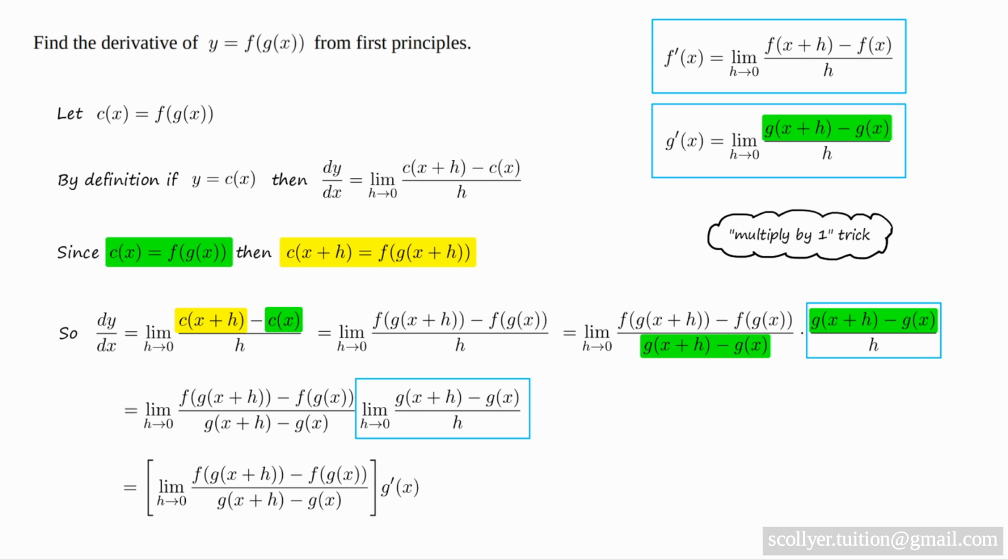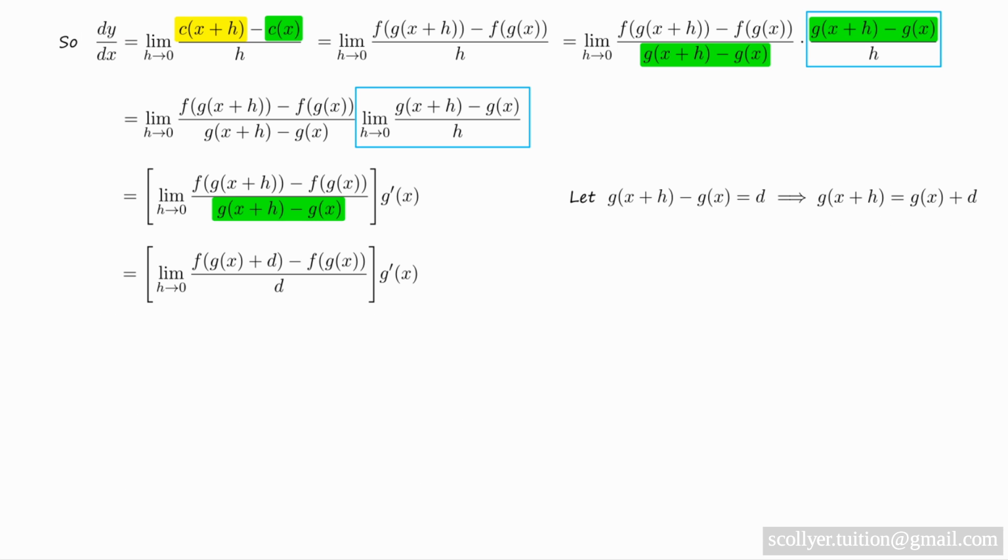It's clear that we now need to work on the expression inside the square brackets, and we have to work it into some kind of form that looks more like f dashed of x. And the first thing to do is to reduce the denominator to a single variable. And so to do that, we let g of x plus h minus g of x equal d, so that g of x plus h equals g of x plus d. And with those two changes, the expression inside the square brackets becomes the limit as h tends to 0 of f of g of x plus d minus f of g of x all over d.